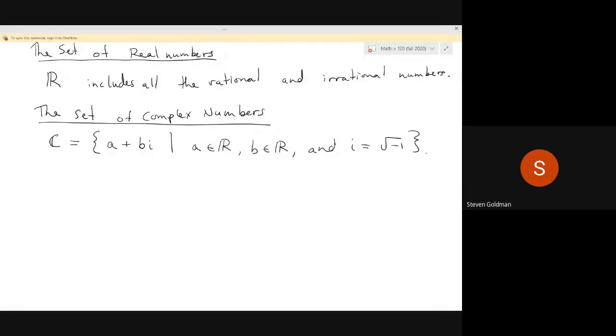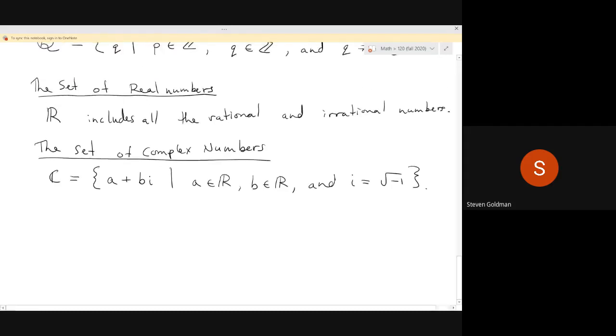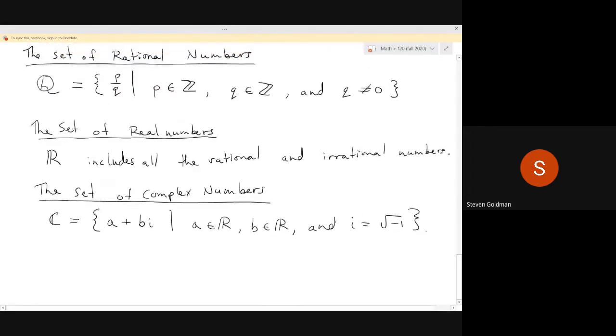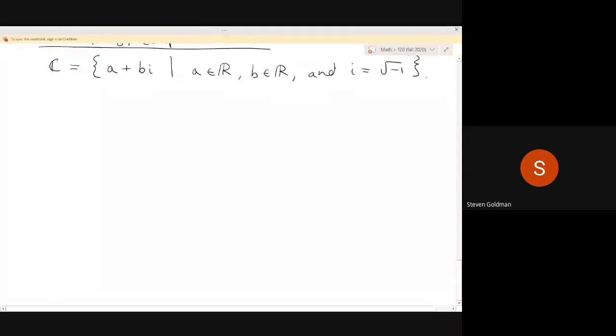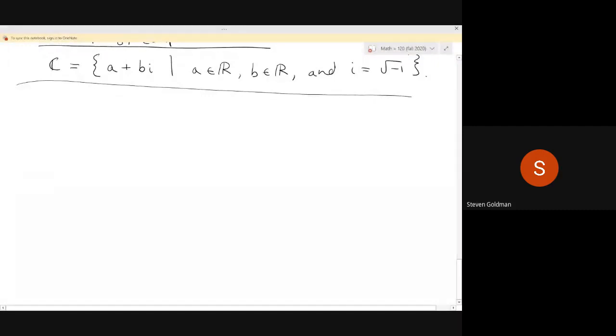All right. So those are important sets. These are all also infinite sets. They have an infinite number of elements in them, right? They're not finite. Okay. We'll use these symbols a lot throughout this section.